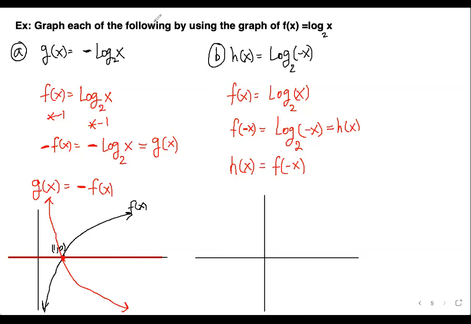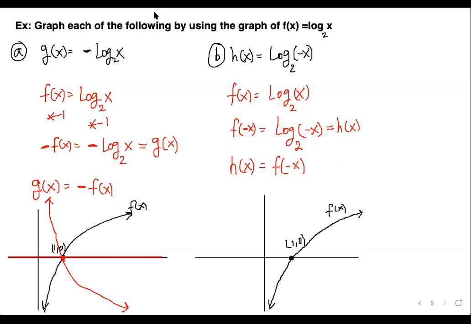So my original function is logarithm x. Logarithm x always passes through the point (1, 0). So the graph should be something like this. Okay, this is the function f of x. Just to remind you, it always passes through the point (1, 0).